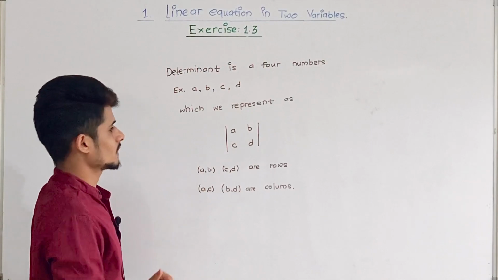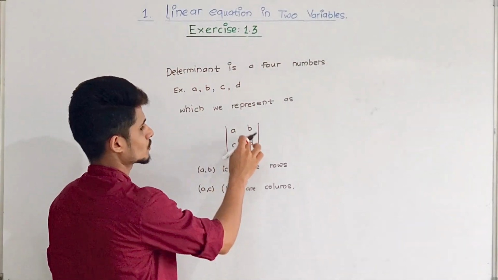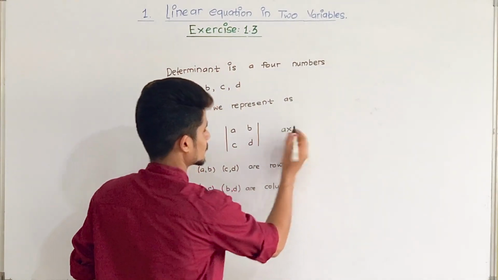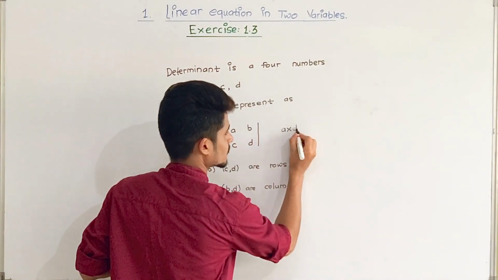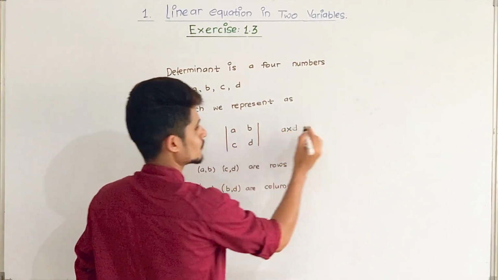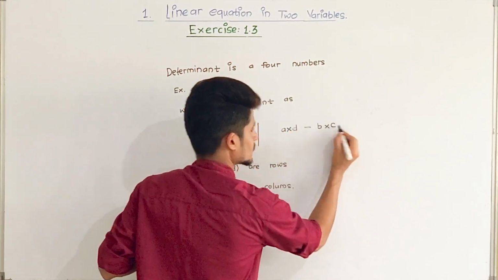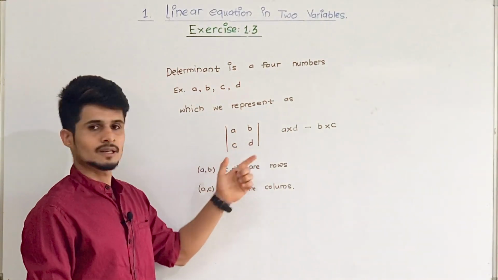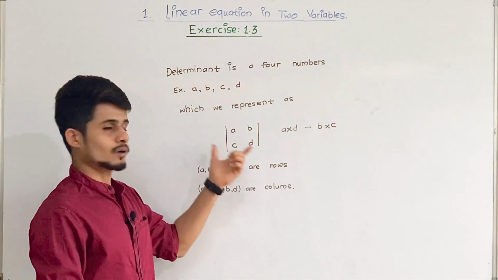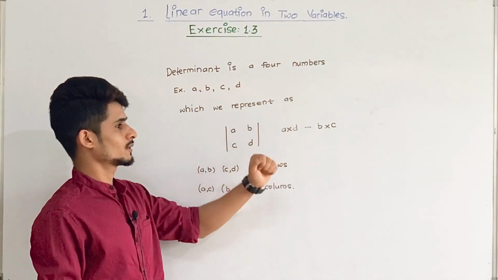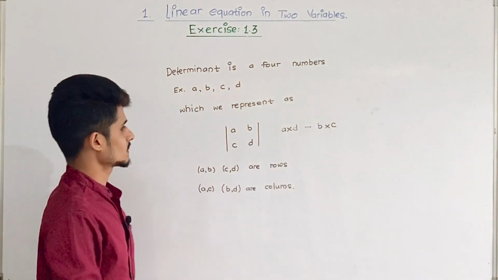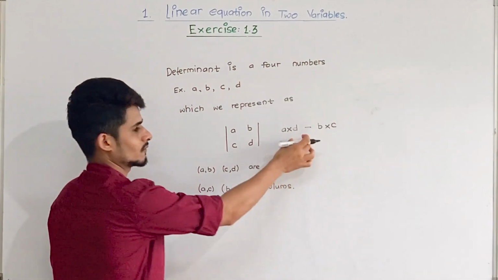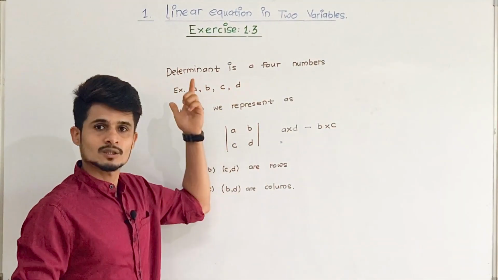And to solve a determinant, we just cross multiply the numbers, that is A into D minus B into C. A, B, C, D can be any numbers. This is how we solve a determinant and we get a final value. So this was the determinant.